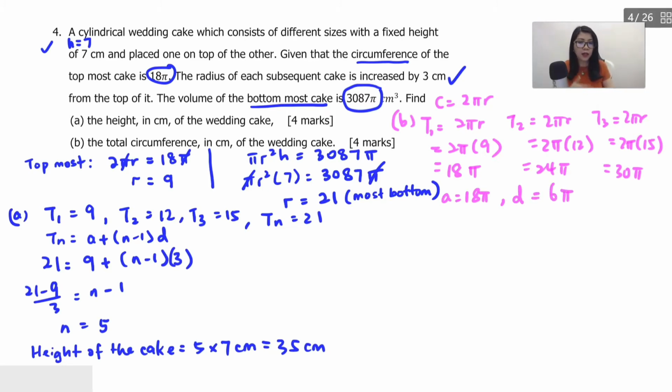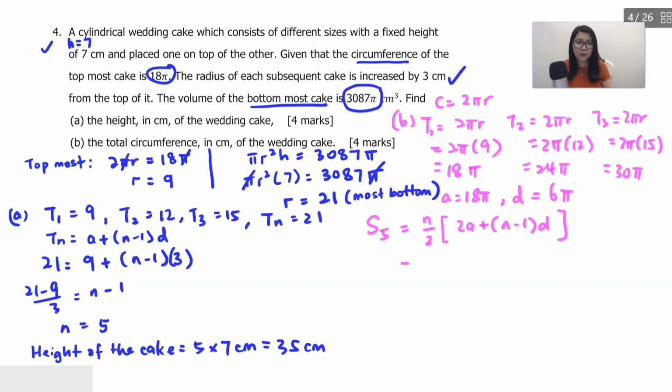From here, I'm going to find the total circumference, which is S5, because there are 5 layers. So find S5. The formula for Sn is n over 2 bracket 2a plus n minus 1 d. Write down the formula just in case you forget. In case you substitute wrongly, maybe you might get 1 mark. Also when you check the answers, you see the formula and can compare, which saves your time to check your answers.